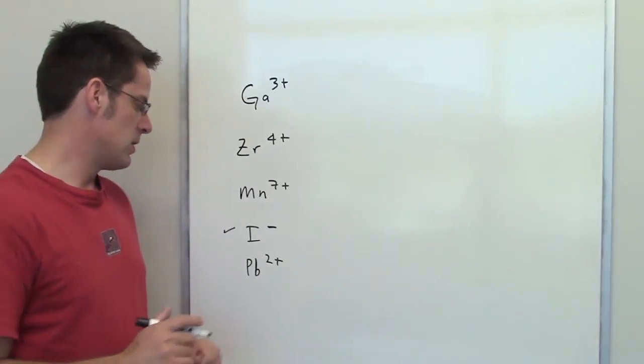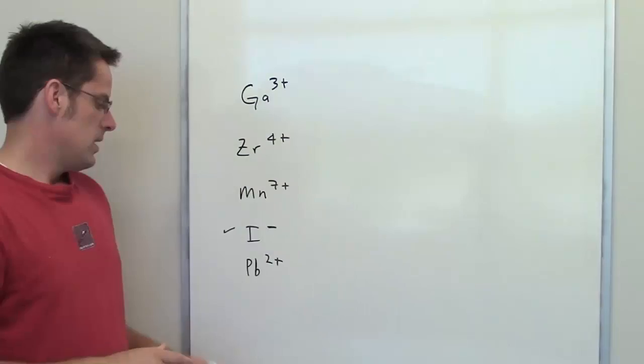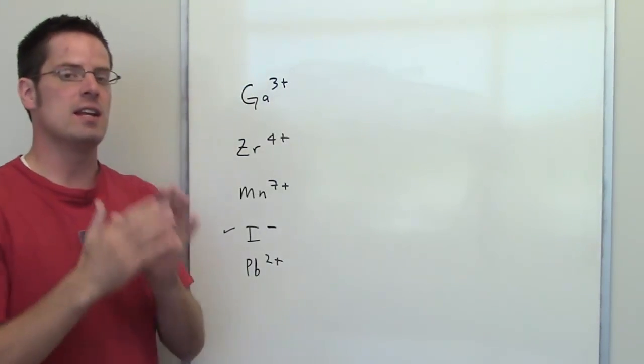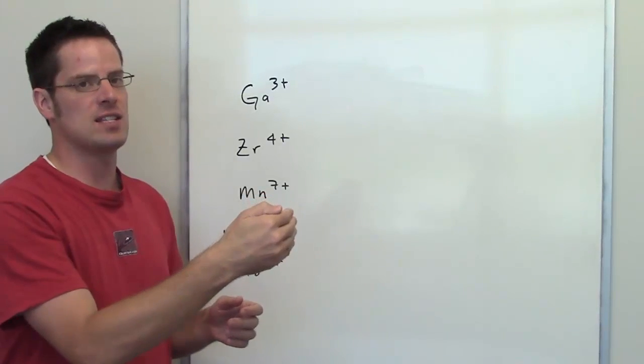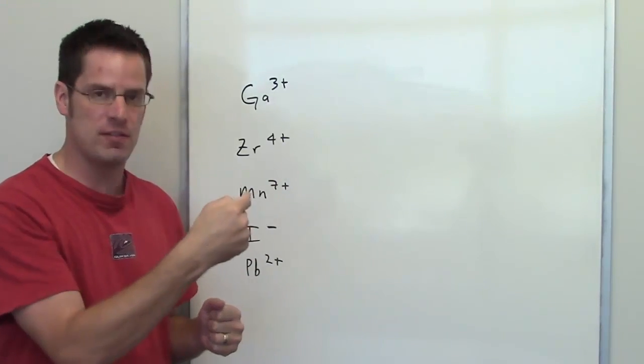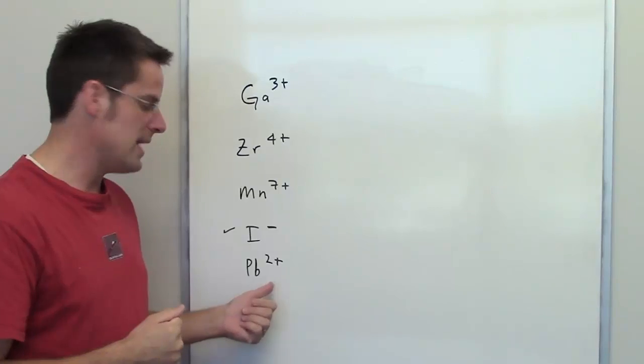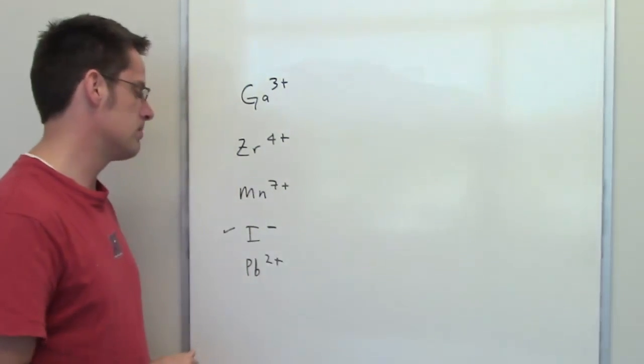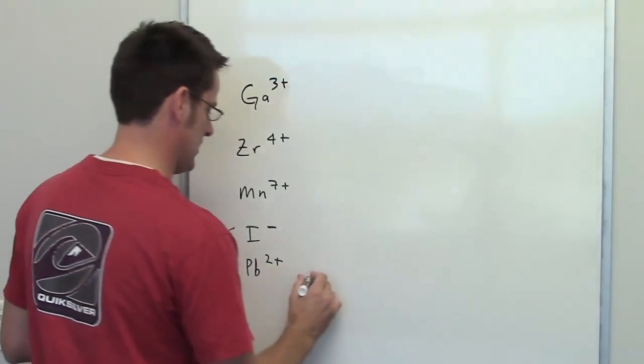Lead is element number 82 on the periodic table. Every time an element loses an electron to gain a positive charge, it electronically feels as if it's shifting one position to the left on the periodic table. So lead 2+ feels as if it is element number 80, which is mercury. So I'll go ahead and write these down.